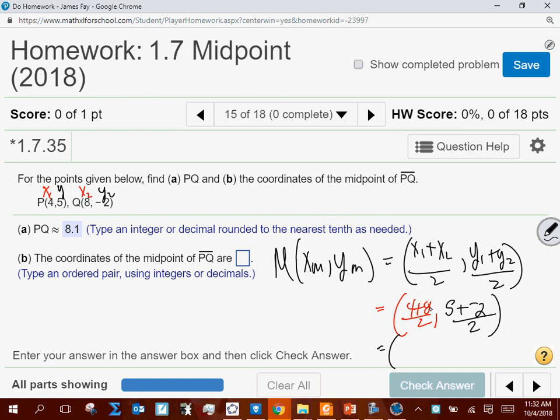All right, so 4 plus 8 is 12, divided by 2 is 6, right? And now 5 plus negative 2 is 3. 3 divided by 2 is 3 halves. Now, you just got to be careful.